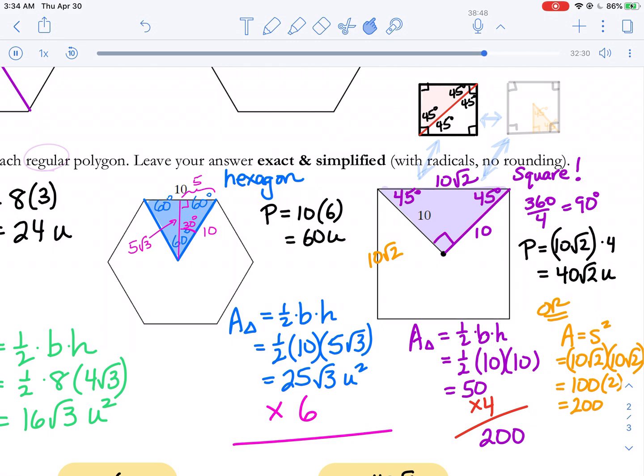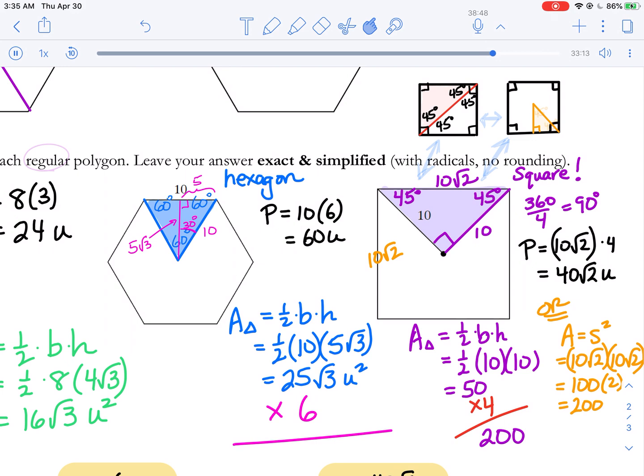You could also draw in, my square is not the best, but you can also draw in this little triangle here. You can also draw in this little triangle. What would that angle measure there be, and what would that angle measure there be? They're also 45, 45, 90s, okay?